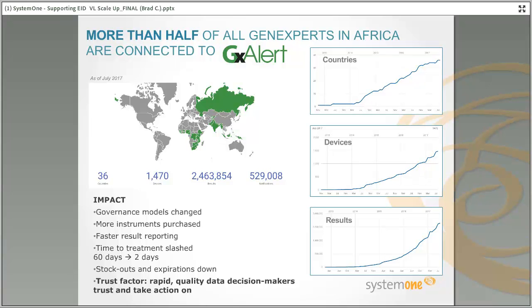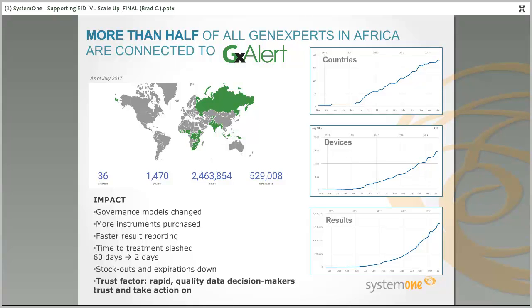And SystemOne's footprint with GXAlert and the Aspect system at the moment is currently in 36 countries with just under 1,500 instruments connected. I think as of today, I'm pretty sure we're well over 2.5 million results. And on the right-hand side there, you can also see the 529,000 notifications. So those are your real-time notifications that get sent out that are triggered on the system to help the patients and the doctors get the patients onto treatment faster.